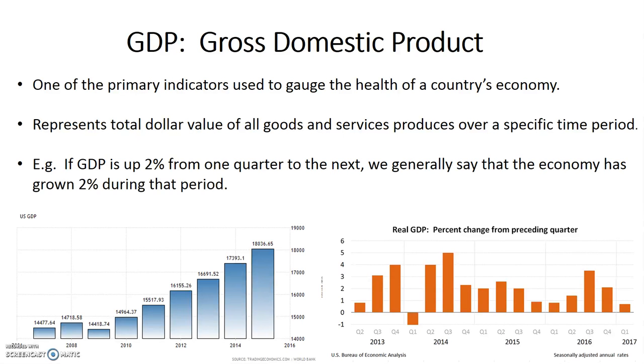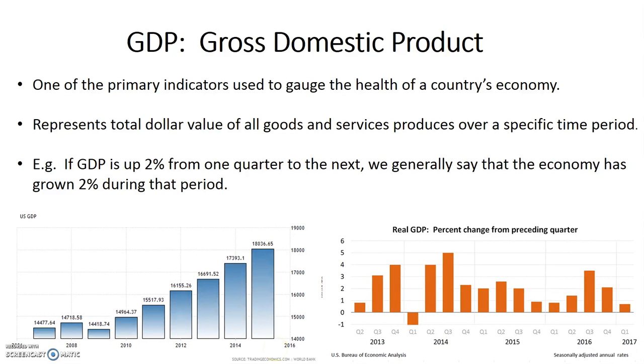So we use GDP to measure our whole country's economy. It can also be used at the state level as well. So if the GDP is up 2% from one quarter to the next, we generally say the economy has grown 2% during that period. So again, we're using the GDP to indicate the health of our country's economy.